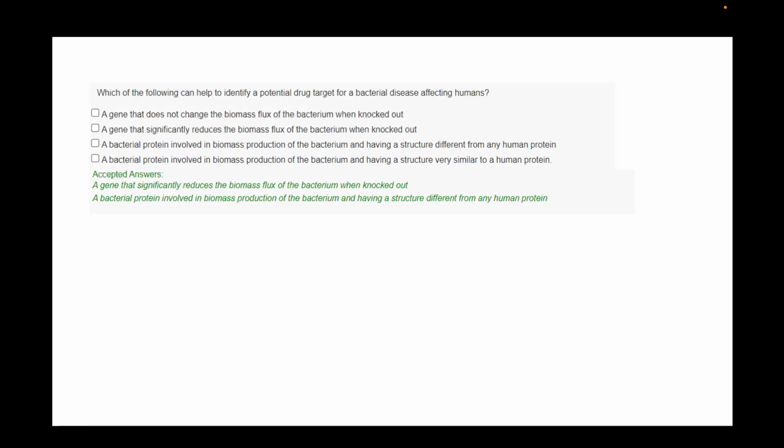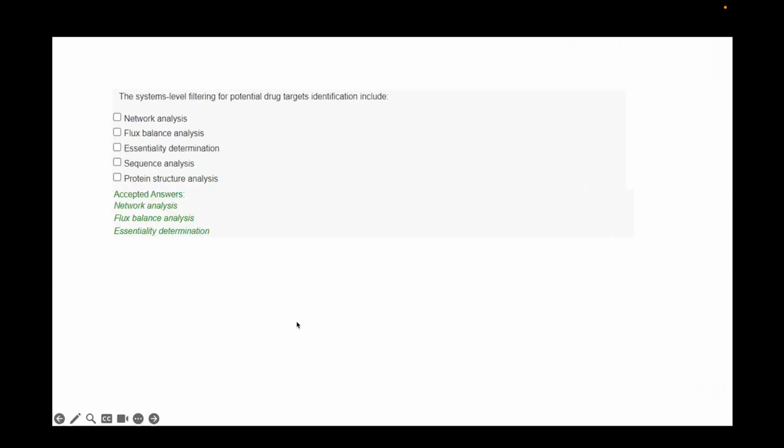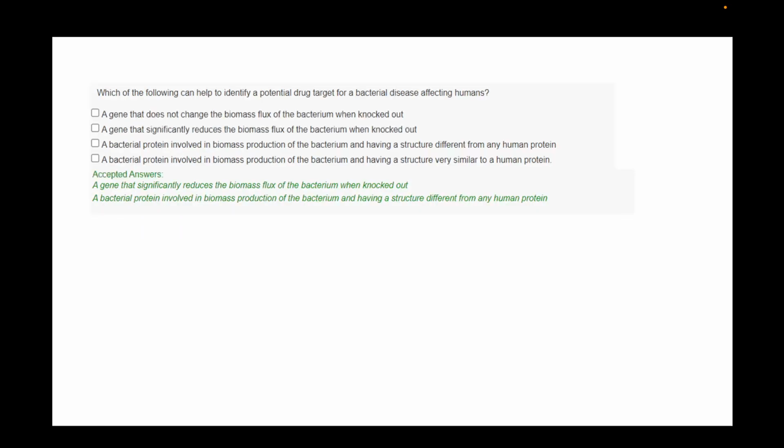A bacterial protein involved in biomass production of the bacterium having a structure very similar to a human protein. What will happen is it'll ambiguously target both the proteins, and the human side will also get affected. So you do not want that. You do not want the drug target to knock out or target human proteins, which are similar to the bacterial target proteins, because then it can target the human proteins as well, which will not be ideal in our case, right? So yeah, moving on.